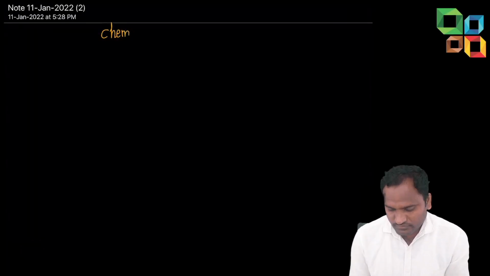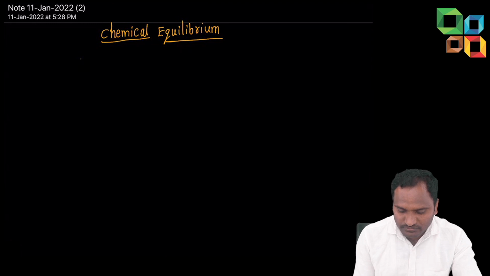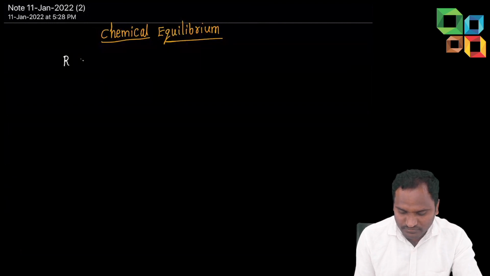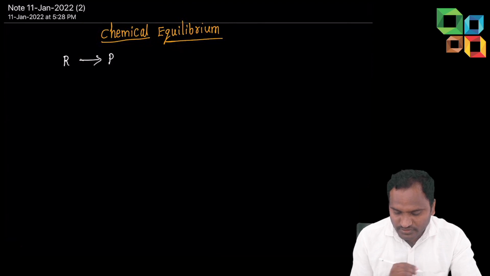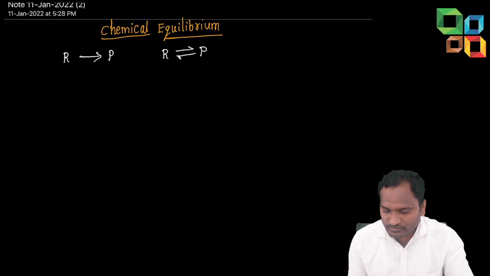Chemical equilibrium. Reactant is converting into product. Converting into product. This is one type. Second type is like this, I will write. And one more type, I'll write like this. Like this.